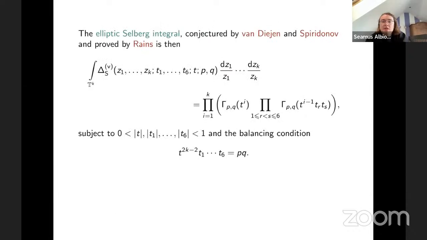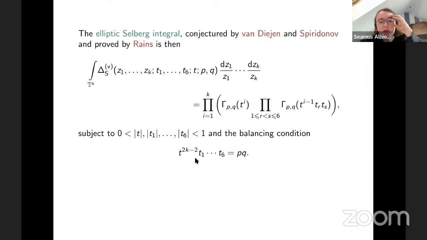Okay. So the elliptic Selberg integral, or what I'm calling the elliptic Selberg integral, was conjectured by Van Diejen and Spiridonov, and it was proved by Eric Rains. And it's this simple formula here. So you take an integral over the k-dimensional product of k unit circles, and this equals some nice product of elliptic gamma functions.